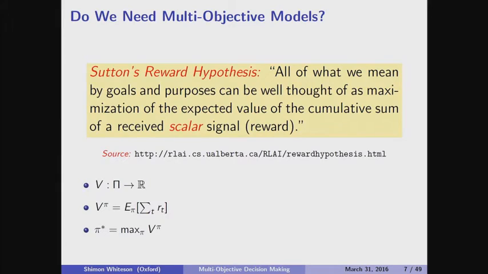So here I've just tried to sort of formalize what Sutton is saying in the reward hypothesis. So we have here this capital Pi. This is a set of policies, which we can just think of as a set of possible solutions to our optimization problem. And this function V is a value function. It maps each one of these policies to some scalar value that says how good that policy is. And as Sutton is saying, the value of any given policy can be thought of as the expectation of some summation of some reward signal.